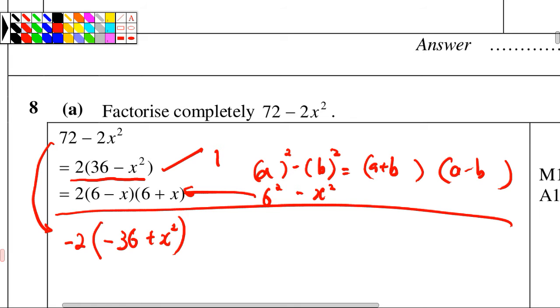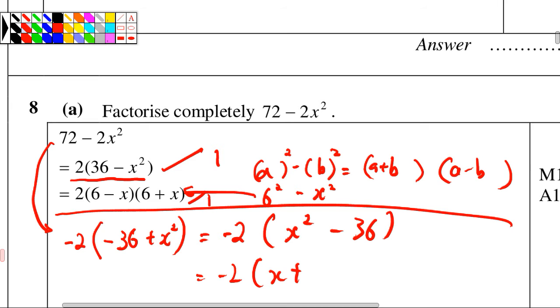Okay. So ability to factorize the 2 or negative 2 is 1 mark. Then the ability to split into 2, this is 1 mark. Aaron, if you factorize negative 2 out, here you must switch place. So you will have negative 2 x square minus 36. Your answer will be negative 2, x plus 6, x minus 6. You still get the answer. You still get 2 marks.